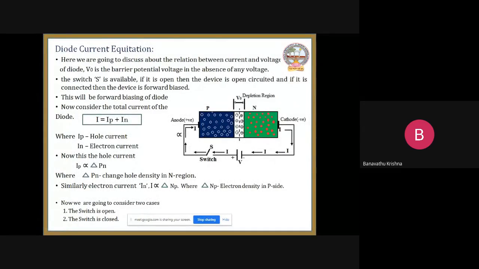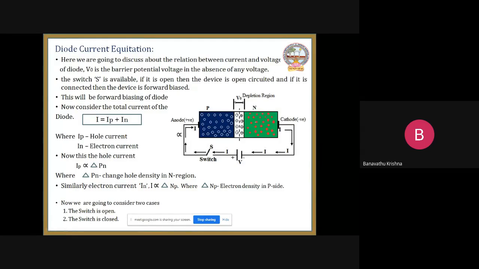Let us observe here. This is the P-type material. This is the N-type material. The positive terminal here we call the anode, and the other terminal is the cathode. It is the negative terminal. One more switch is here, that is S, and this is the external potential difference.